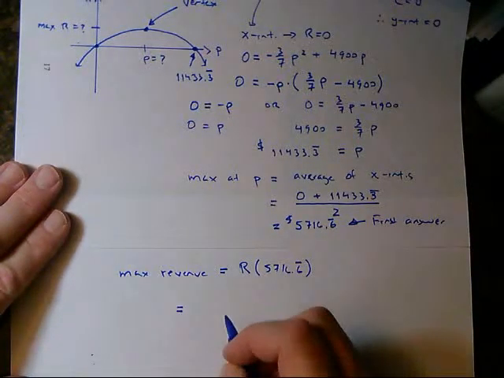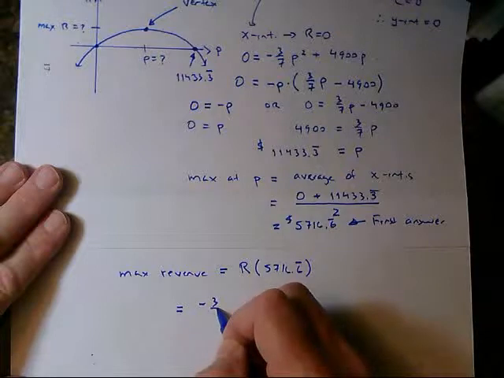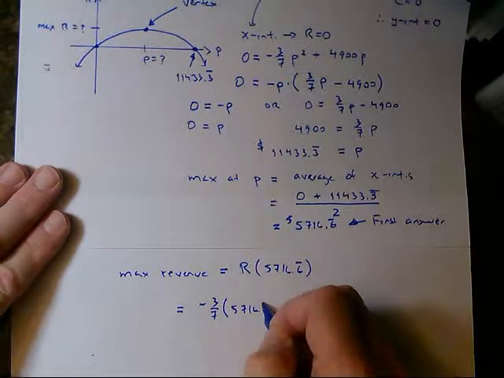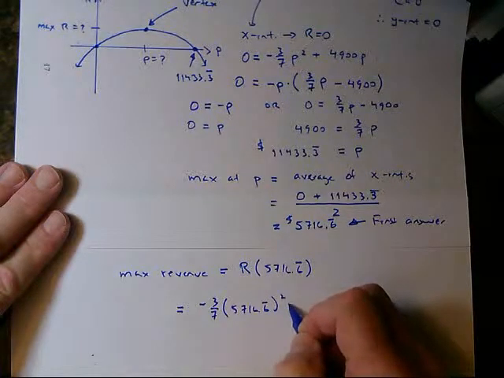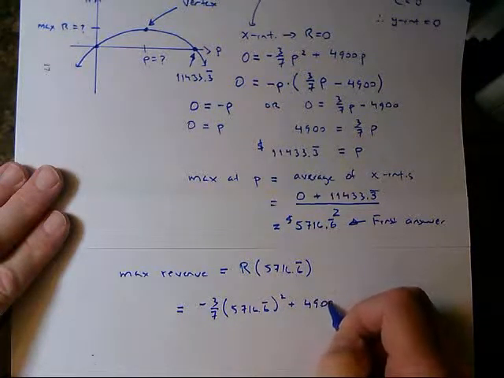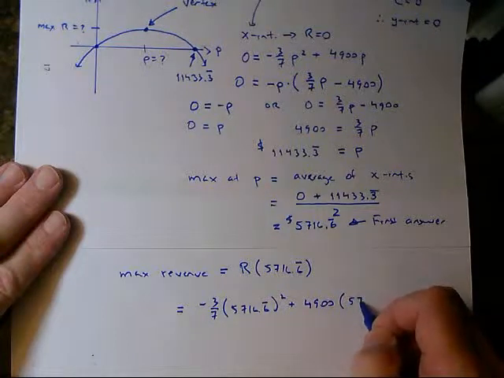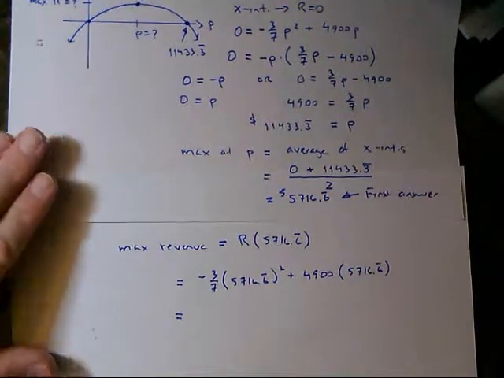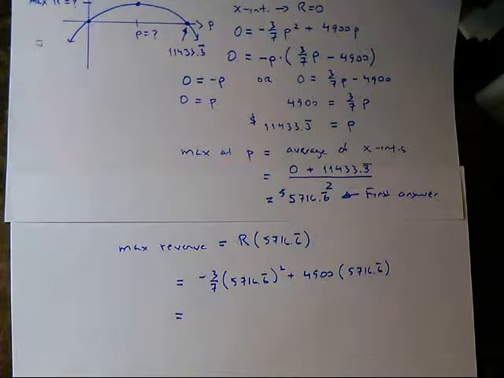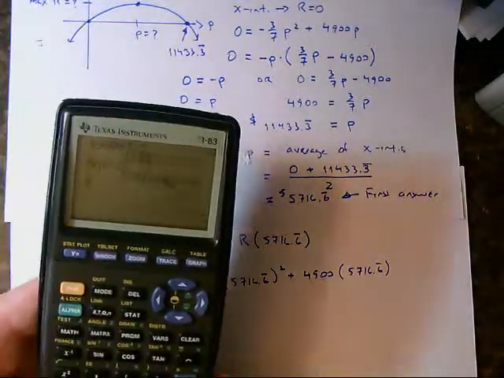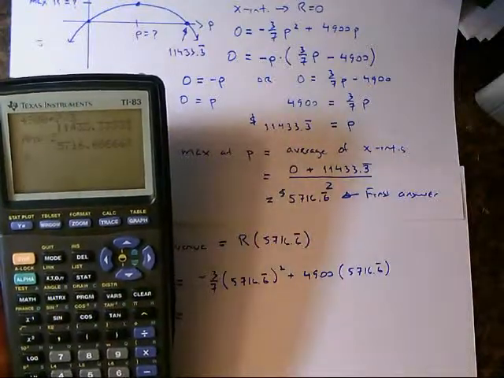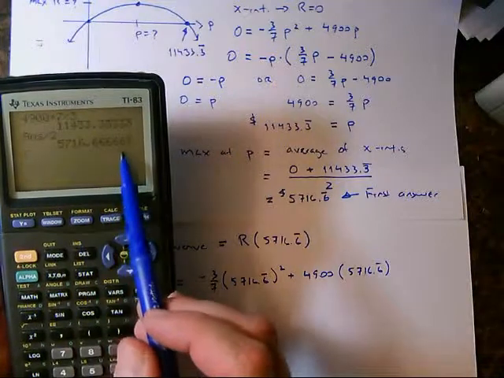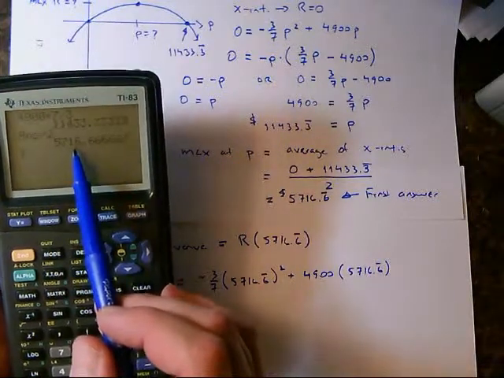So it will equal -3/7 times 5716.66, 6 repeating, all squared, plus 4900 times 5716.66, 6 repeating. I'm being so cavalier about these numbers because I'm not actually going to do the work myself. I'm going to let the TI-83 do it. And I already have the input value for P in the display. That means I don't have to type it again.